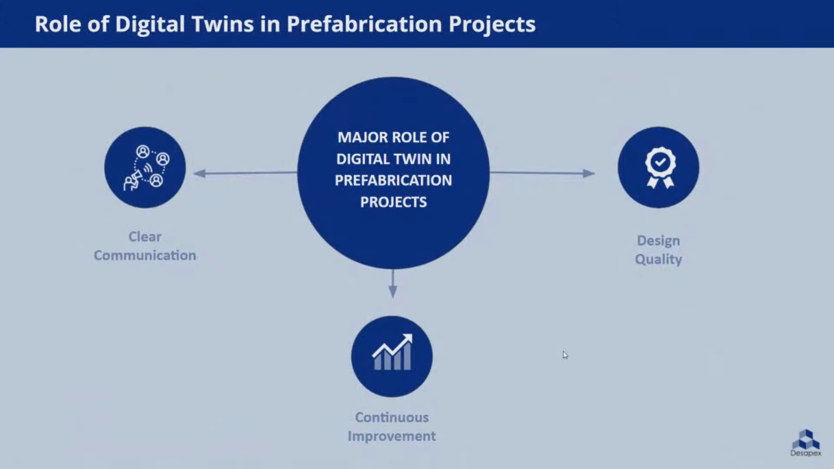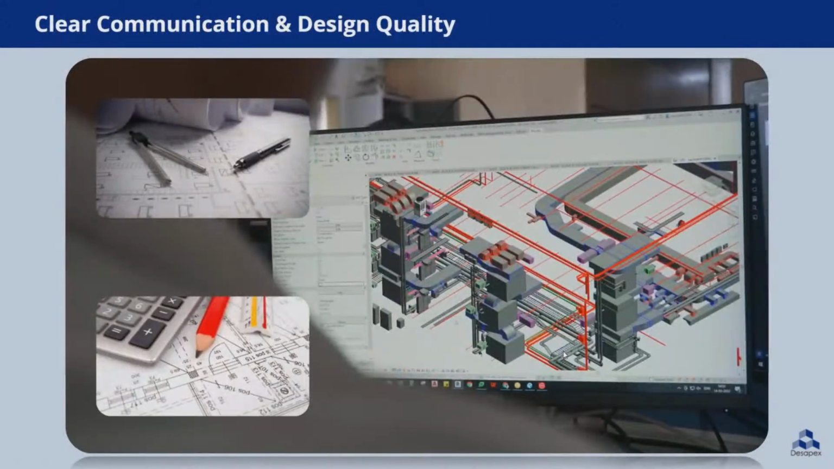Major role of digital twins in prefabrication projects. It enables clear communication for the designers, who can use digital twinning as an alternative to traditional line drawings to improve communication and transparency between a modular construction project's key players. Designers historically work with technical line drawings, which take more time to create and can lead to delays in the project schedule. By using digital twin technology, designs can be digitalized and incorporated into the main project with ease.